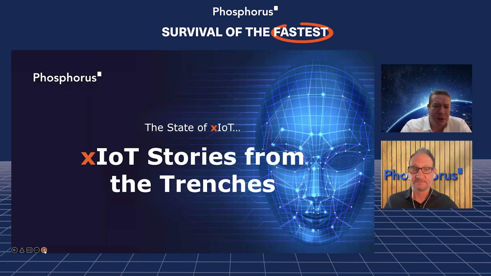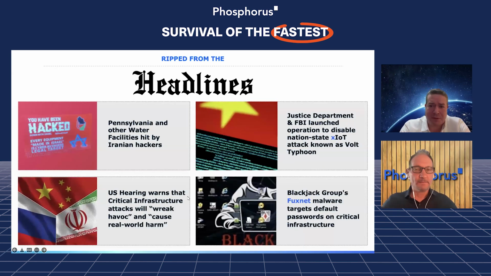We're not going to spend a ton of time on stories from the trenches, but first, on any given day, you can see the headlines. These are just a few, right? You might have heard about the Pennsylvania water facilities and a few other facilities that were hit by the Iranian hackers. They attacked a PLC that happened to be made by an Israeli company. What you're seeing on the left is actually the window that appeared to all the operators once they hacked it, right?